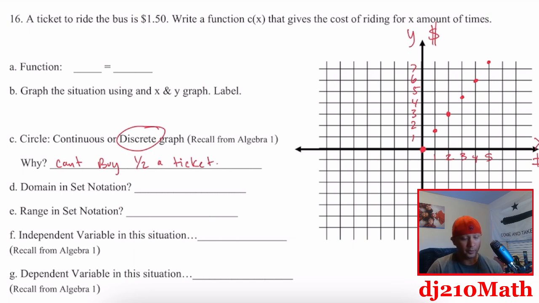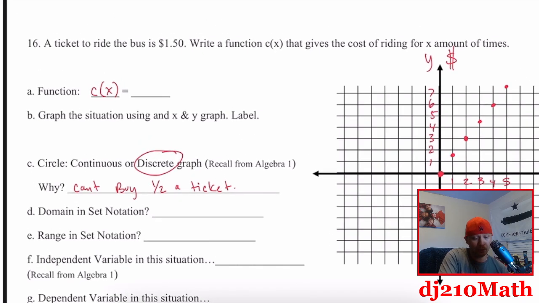Okay, the function, however, we want to make c of x. The trick here is that the slope is the same everywhere. It's increasing by $1.50 every time, from 0 to $1.50, plus $1.50 more, $1.50 more, $1.50 more. Like the slope is $1.50 basically. So we have $1.50 x.